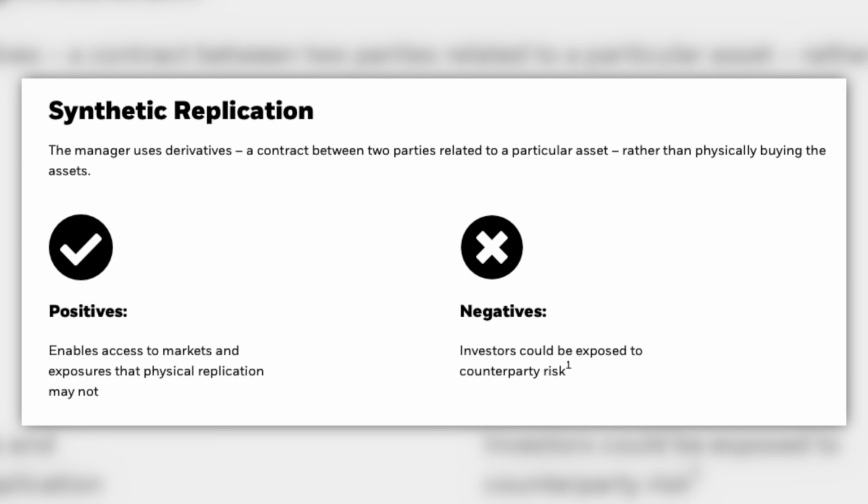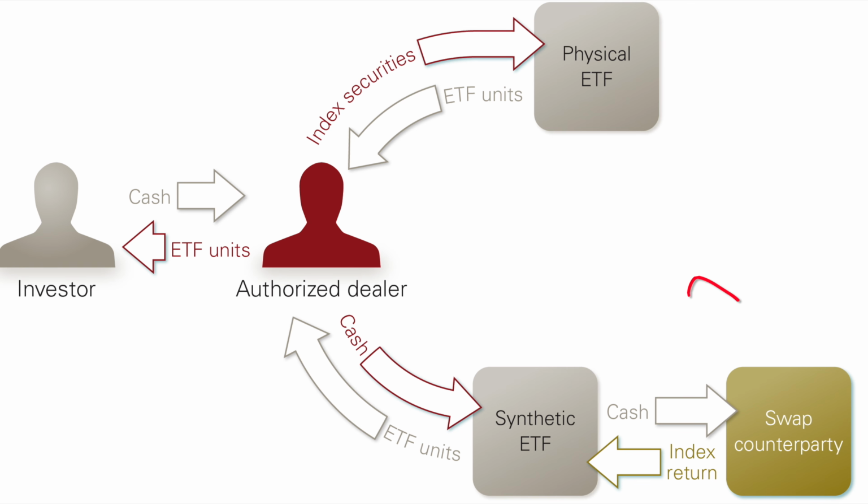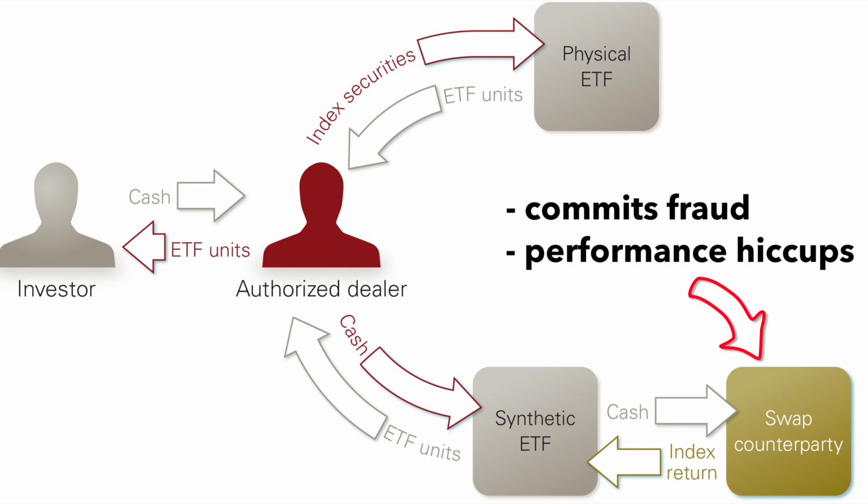And the second method is synthetic replication, where the ETF will replicate the index through financial derivatives such as a swap contract between the fund and a counterparty such as a bank. If you have no idea what it means, I think this table from Investopedia speaks it all. Synthetic ETFs have lower transparency and there is counterparty risk. For example, what if the banks that they have contract with commit fraud or have any performance hiccups? That means your money is also in jeopardy, so it is always a better idea to go with physical ETFs as opposed to synthetic ETFs.